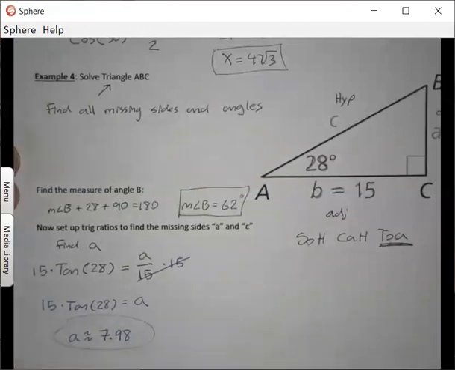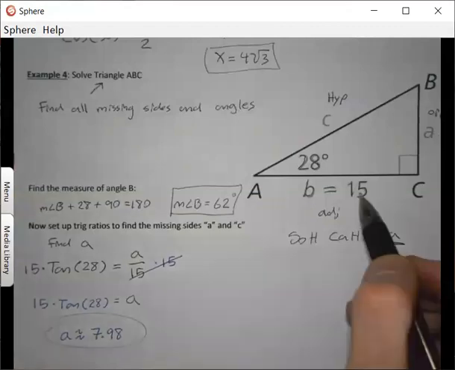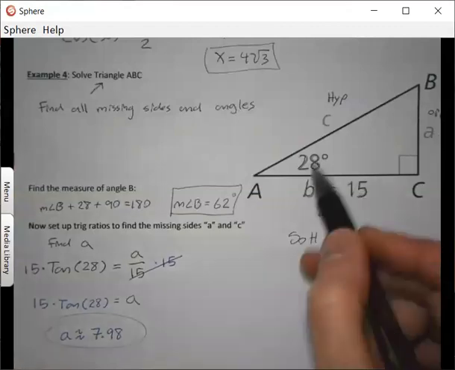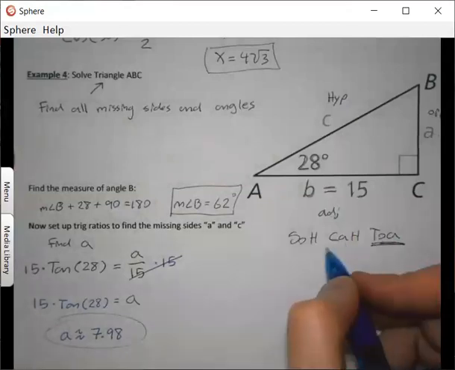Right. So we found A. Now we do not want to use A to find C. Because remember, A is an approximation. So let's just go ahead and start over. Let's use B and our angle to find C. So now we want adjacent hypotenuse. Adjacent hypotenuse, that's going to be cosine.